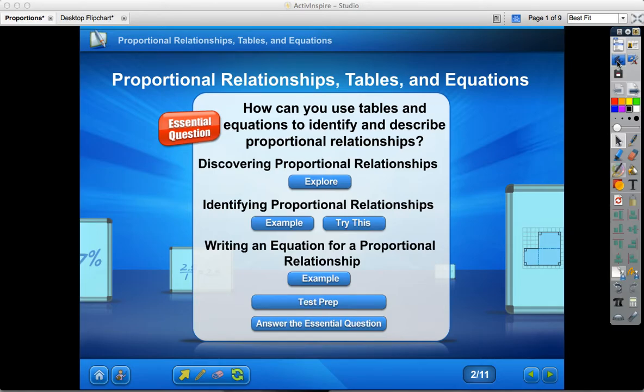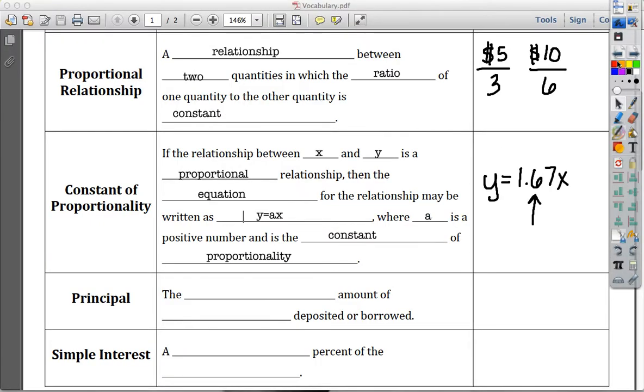As always, we'll start with vocabulary. A proportional relationship is a relationship between two quantities in which the ratio of one quantity to the other quantity is constant. So what this means is if I have a ratio of $5 to 3 juice boxes, so for $5 I get 3 juice boxes, and for $10 I get 6 juice boxes.